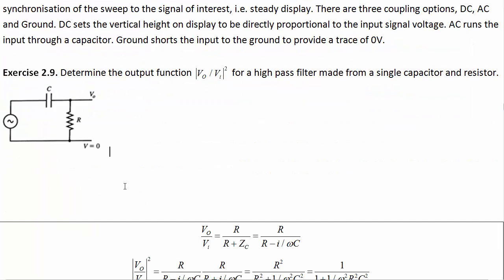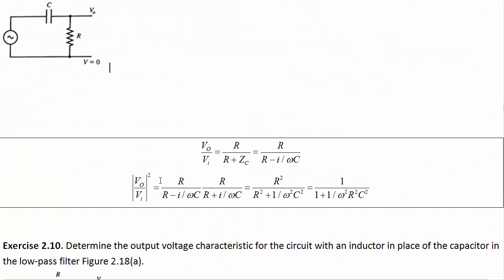All right, using your voltage dividers after finding the impedances, we come up with a transfer function of R over R plus the impedance of the capacitor. Calculating this out, you can come up with the square of this as 1 over 1 plus 1 over omega squared R squared C squared. All of these are in the denominator here.